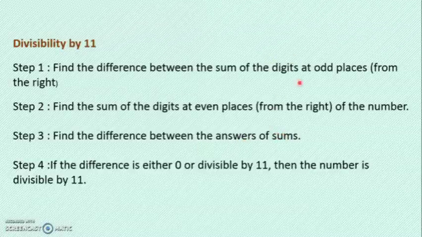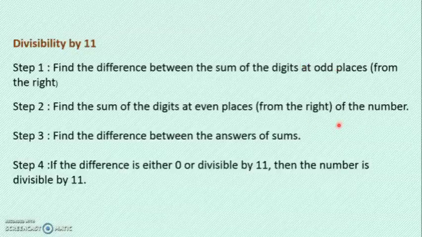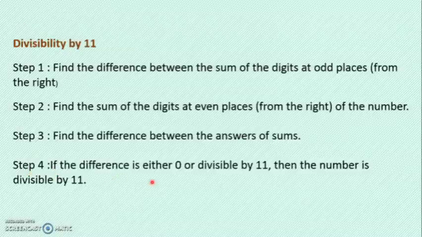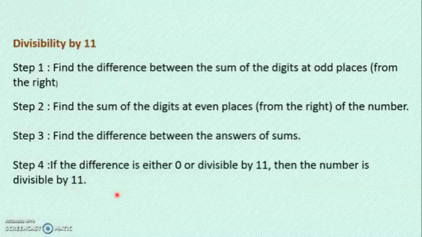Now find the difference between the answers of the sums. We got two sums here. Now we have to find the difference between the resultant sums. Okay, that is step 3. And step 4 is, if the difference which we got is either 0 or divisible by 11, then the number is divisible by 11. Okay, we will see this through an example. It will be more clear to you.